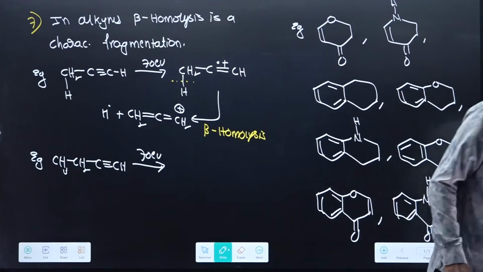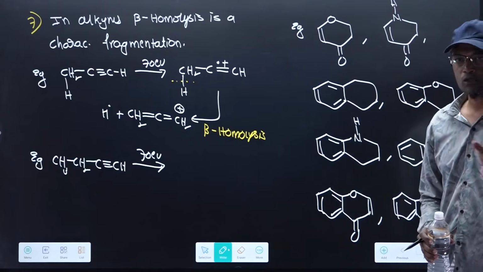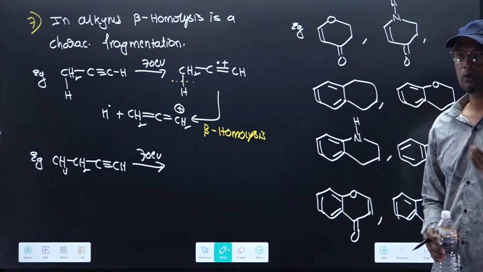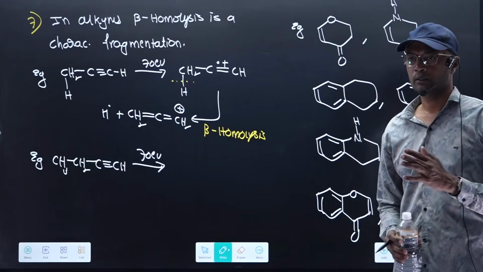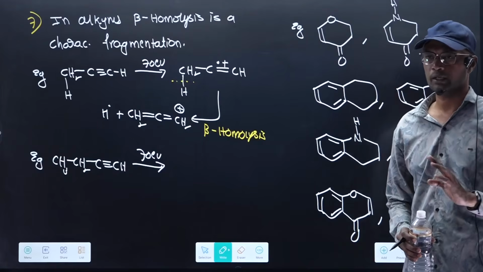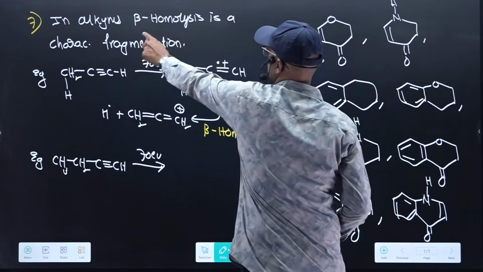Try to remember the characteristic fragmentation. Alkane, loss of CH2. Branched alkane, loss of bulky group. Cycloalkane, loss of alkene. Alkyl cycloalkane, loss of alkyl. Olefin, beta homolysis. Cycloalkene, retro-Diels-Alder. Triple bond, beta homolysis. This point is important: beta homolysis.